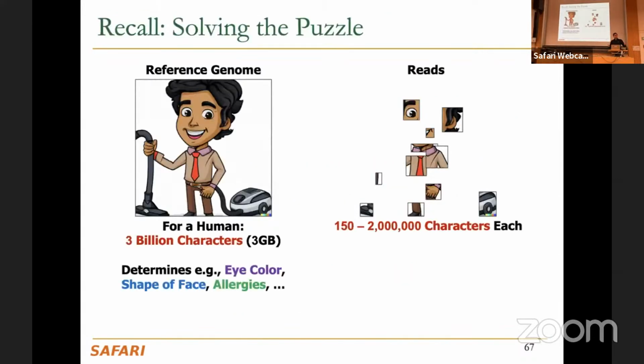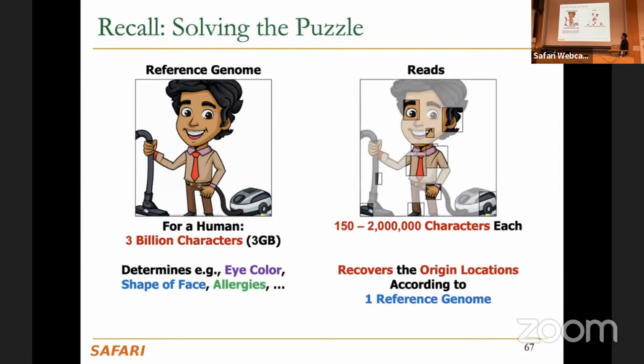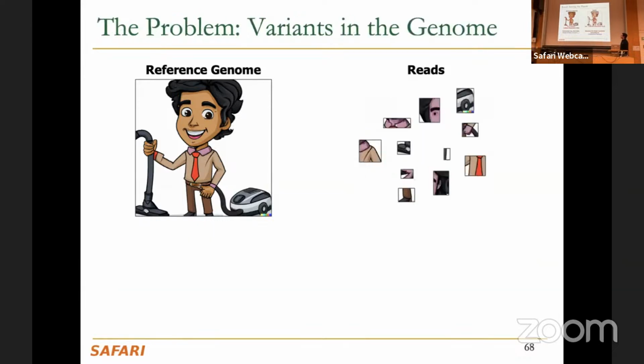So the question was, do we really need to use also a single reference genome, right? This is what we showed earlier. This is maybe the image that you're looking at, and these are the fragments from your genomic data, and their lengths are different given the technology and so on. By looking at a single reference genome, what we do is we recover the origin locations, right? By looking at a single one of them.